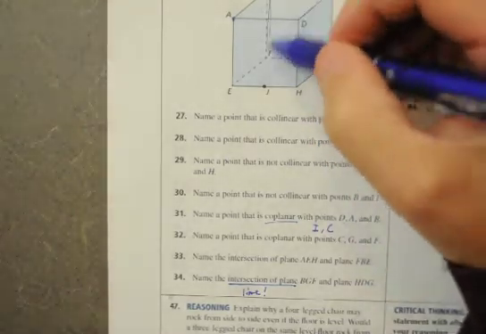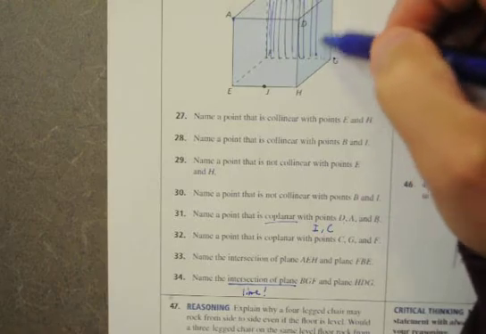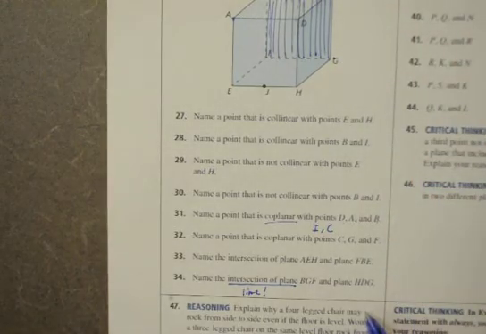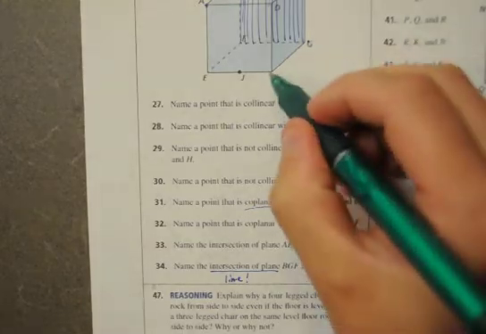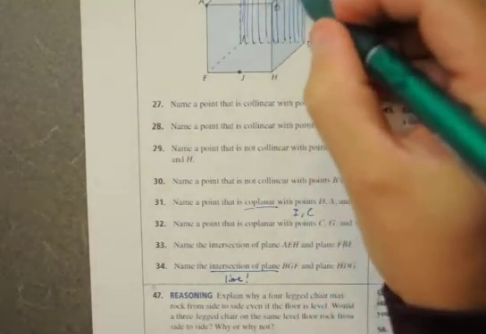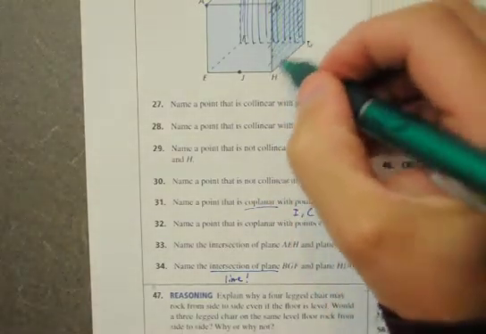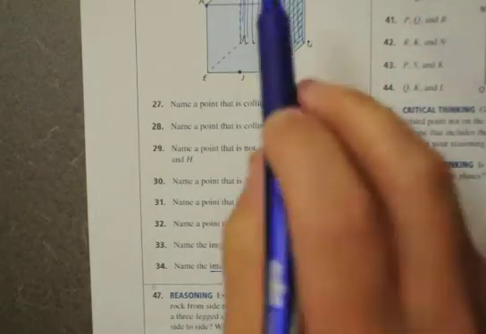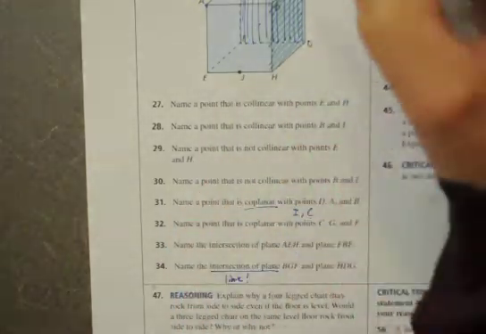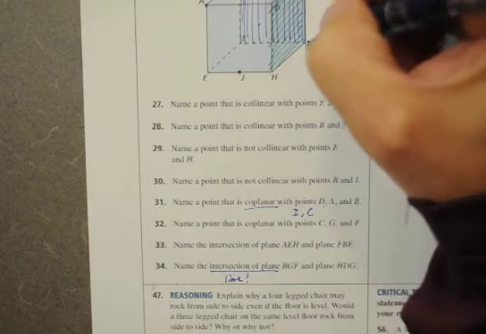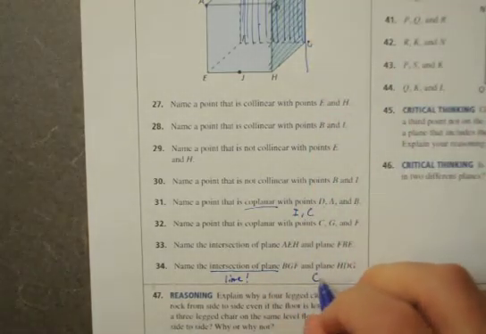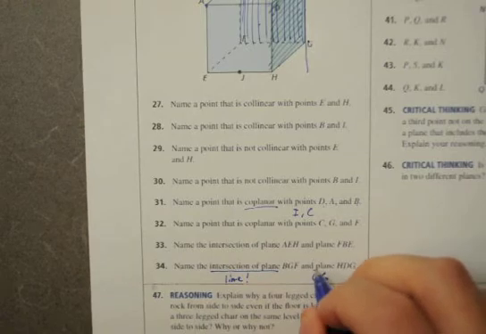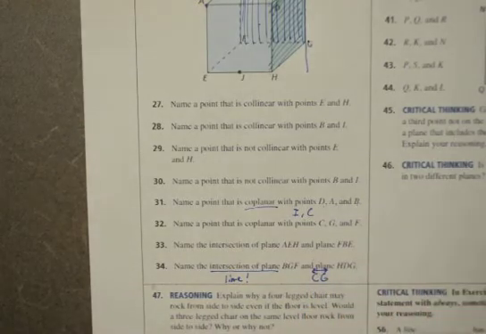BGF. That's the back plane, and plane HDG. That's the side plane. So where's the back plane intersecting the side plane? It's right here. So that's line CG. Okay.